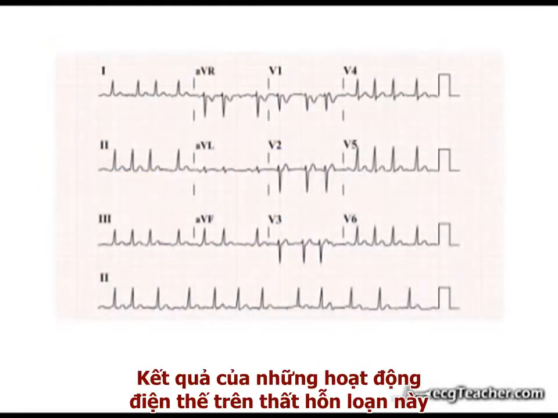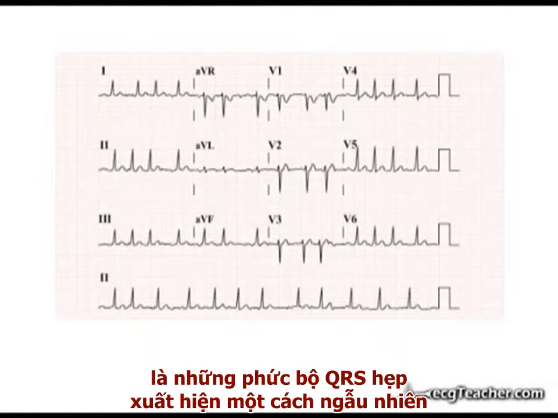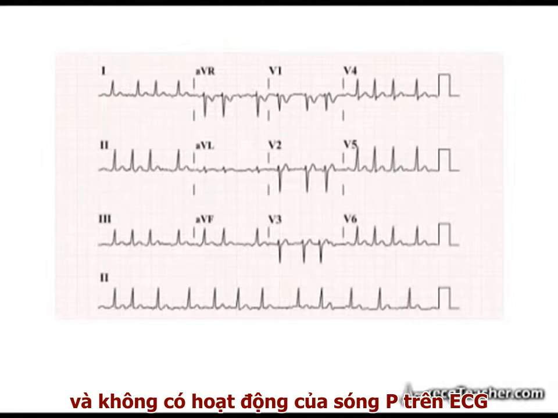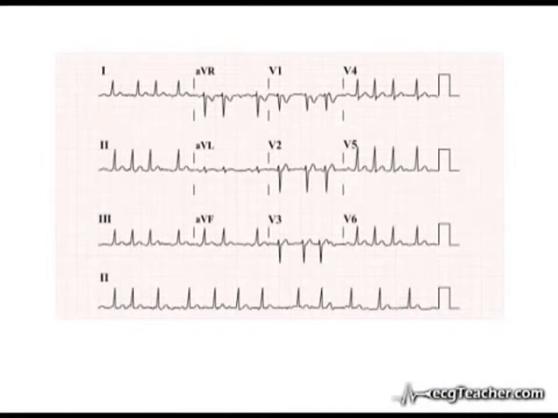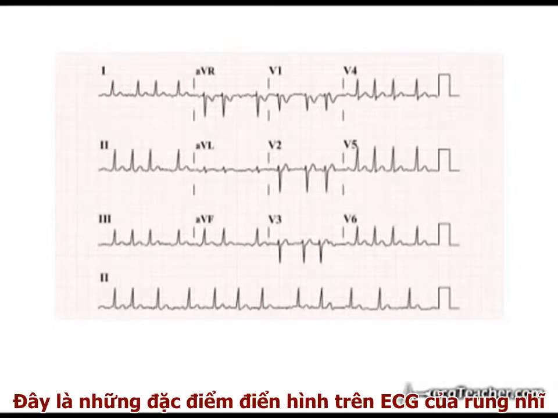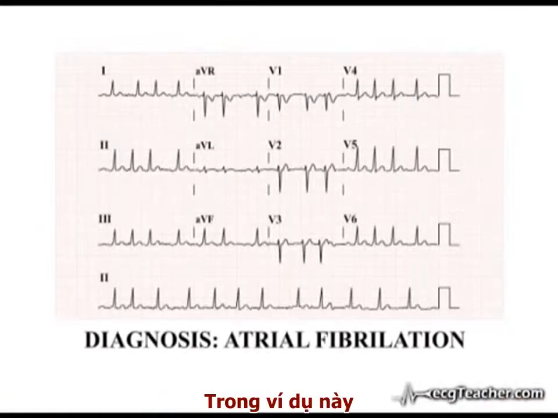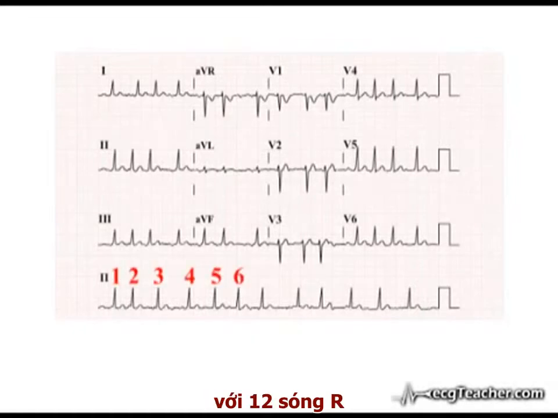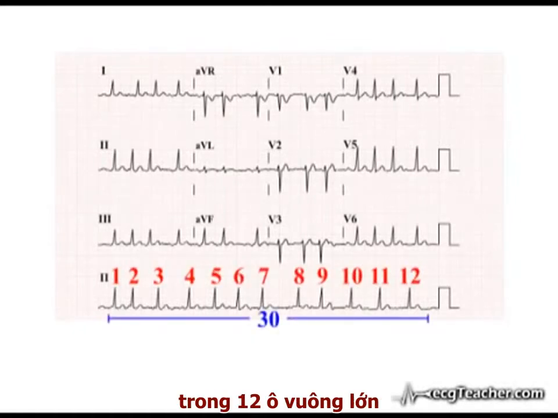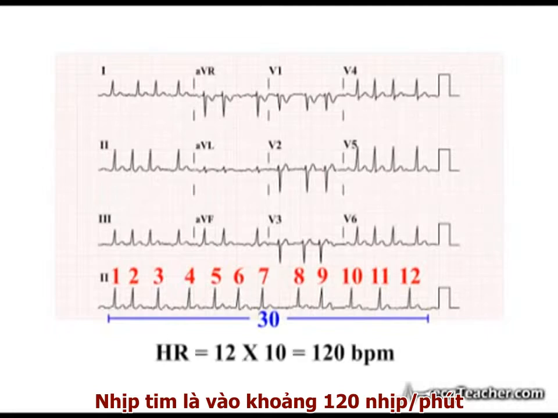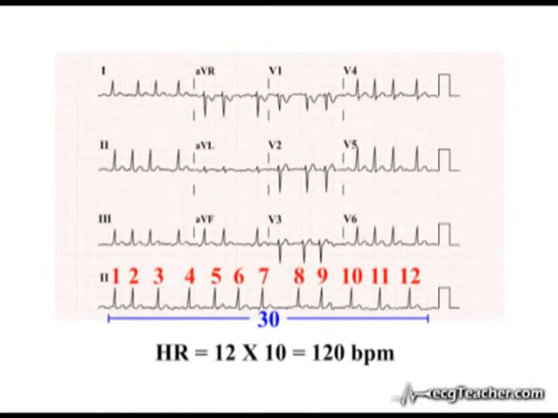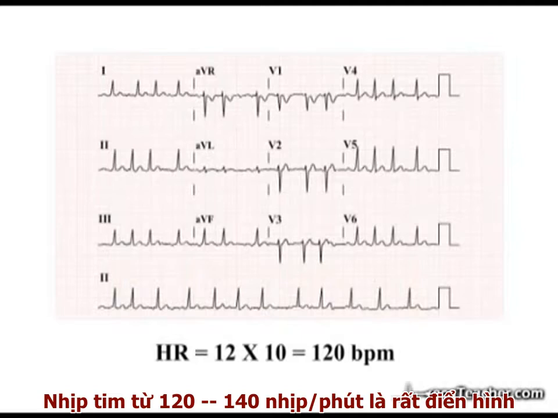The net result of these chaotic supraventricular events is a random generation of narrow QRS complexes with no evidence of P-wave activity on the ECG. These are the characteristic ECG features of atrial fibrillation. In this example, with 12 R waves in 30 large squares, the heart rate is 120 beats per minute. Rates between 120 and 140 beats per minute are typical.